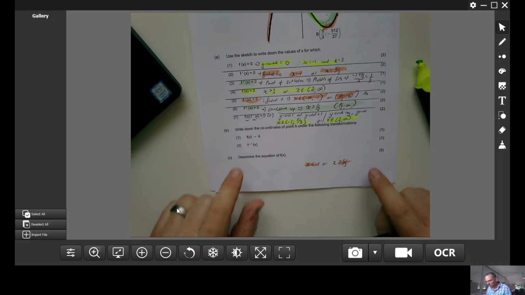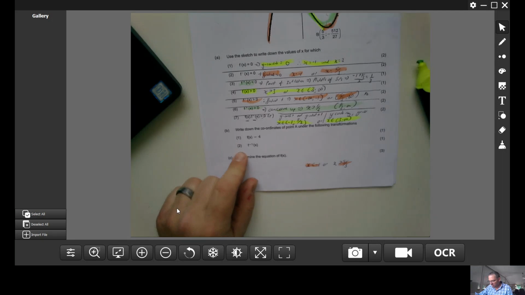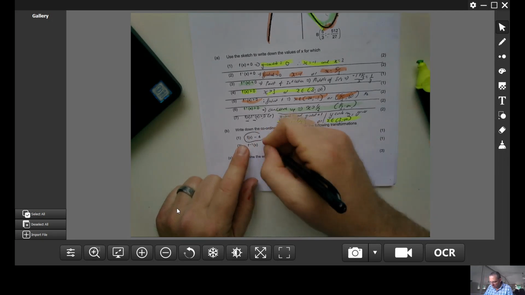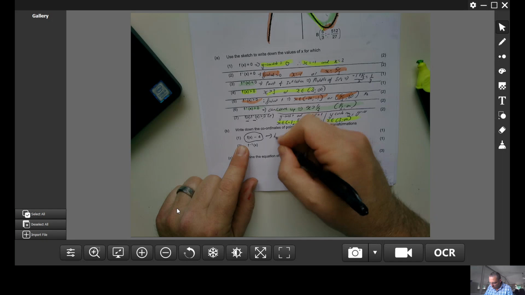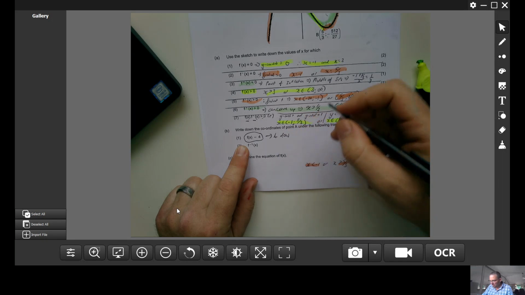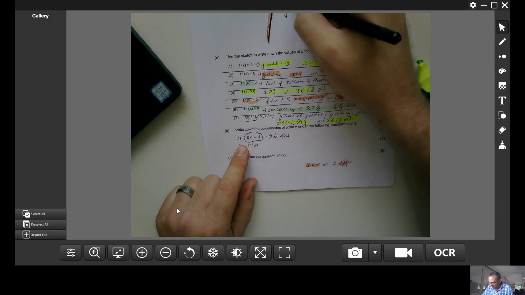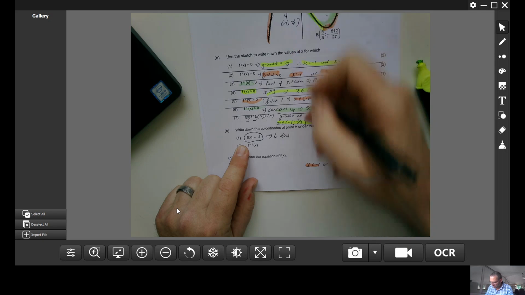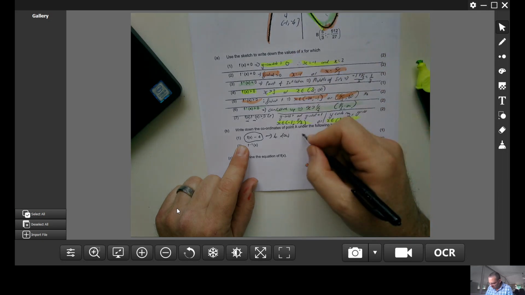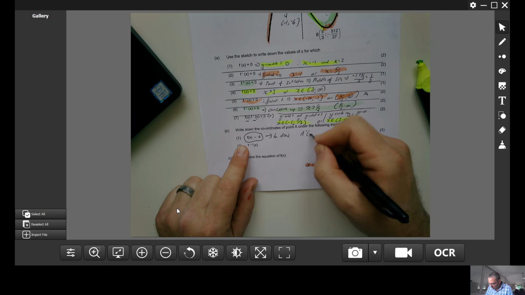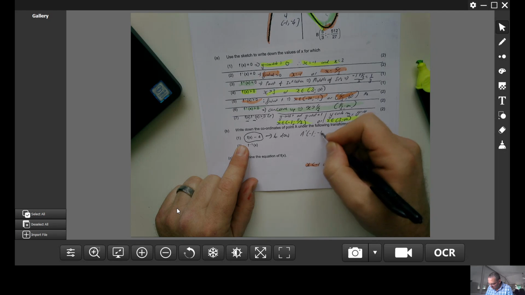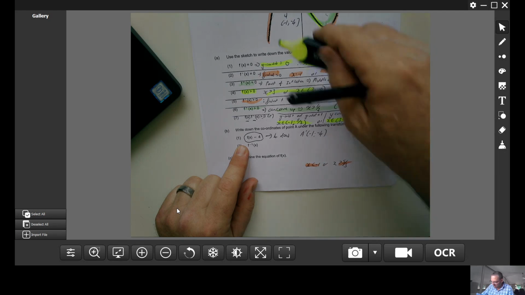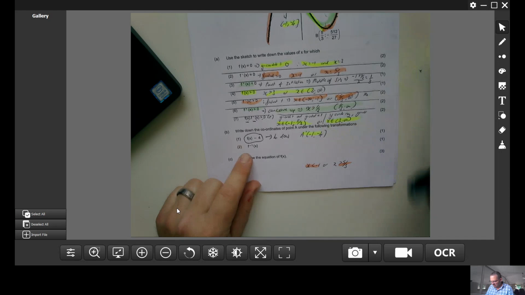Right, the next question says, write down the coordinates of point A under the following transformation. Well, f of x minus 4 means the whole graph moves 4 down. So point A, if it moves 4 down, the x coordinate will still be -1 and the y coordinate will be -4. So A transformed will be -1, -4. That's that point over there.